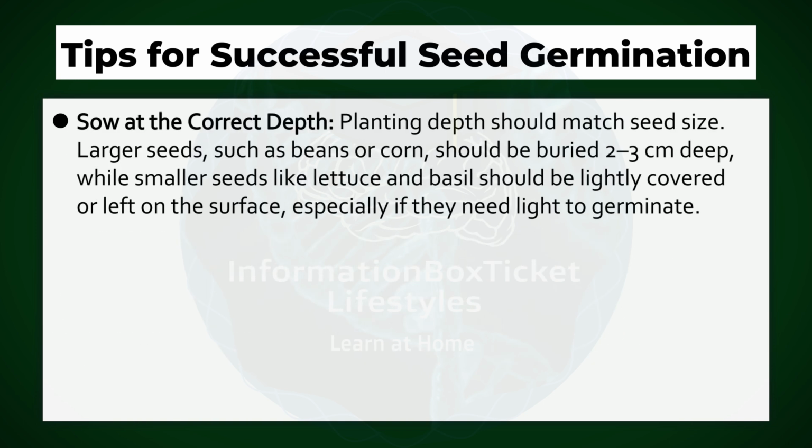Sow at the correct depth. Planting depth should match seed size. Larger seeds, such as beans or corn, should be buried 2 to 3 centimeters deep, while smaller seeds like lettuce and basil should be lightly covered or left on the surface, especially if they need light to germinate.